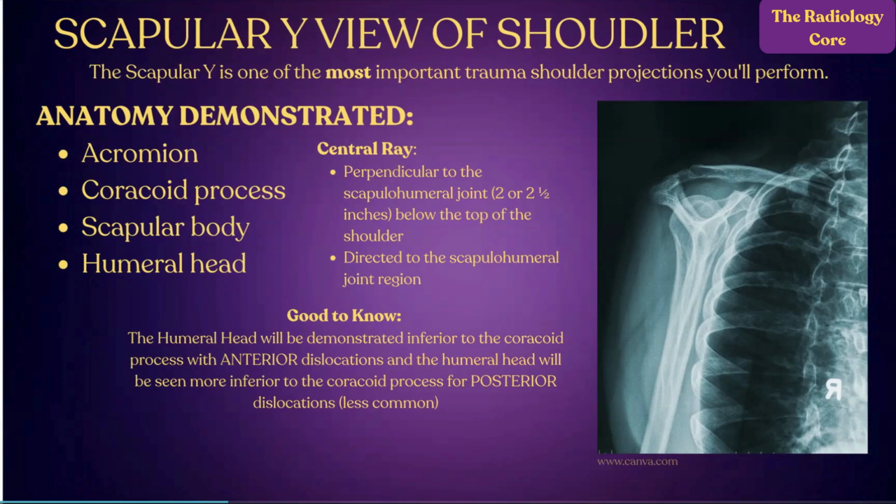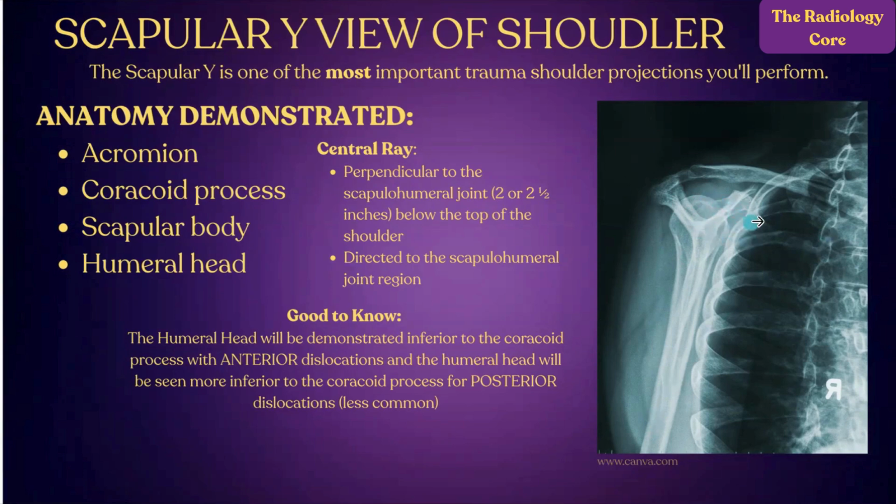So some of the anatomy you should have demonstrated for a scapular Y view: you want to make sure that you are seeing the humeral head, which is seen here within the middle of the Y. This Y is the scapula. This part is the acromion, this is the coracoid, and right down the middle is the body of the scapula, all the way down to this point right here, which is the inferior angle of the scapula. You want to make sure you see that in its entirety.